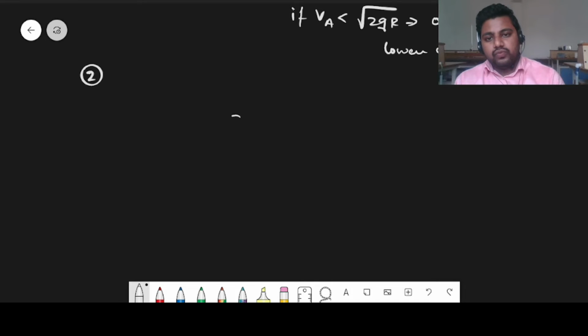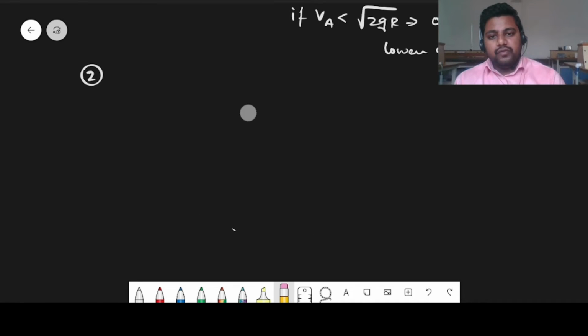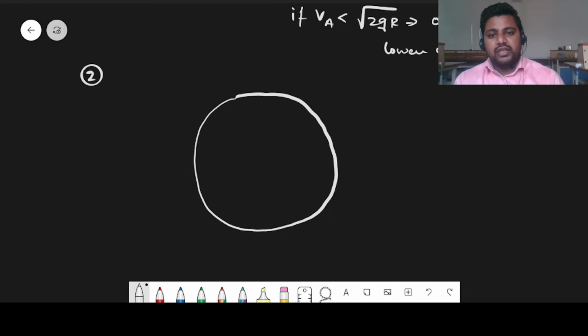case 2, in this case 2, we have to give obviously greater than root 2gr, because if it has to enter into that, the velocity initial that we are giving should be greater than root 2gr. Let's say the same condition, initially it is having a mass m. Okay, that means mg will be acting in downward direction. The radius of it is r.